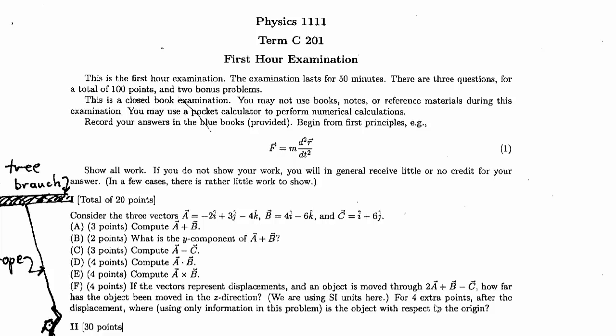The answer to the trick question is that it's impossible to tell where the object is with respect to the origin because, this is not meant as rocket science, you know the change from the starting position to the end position, that's 2a plus b minus c, but you have no idea where you started.